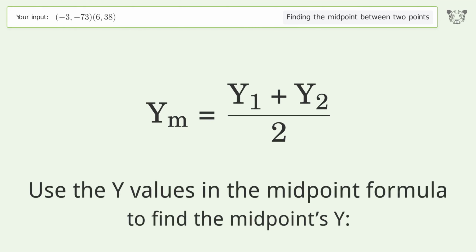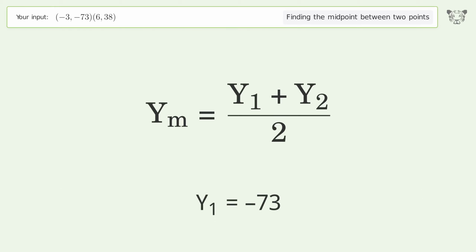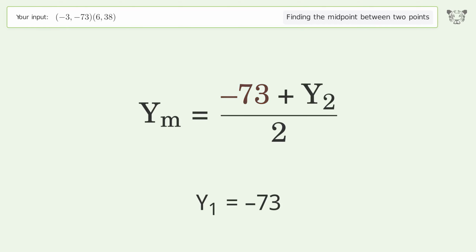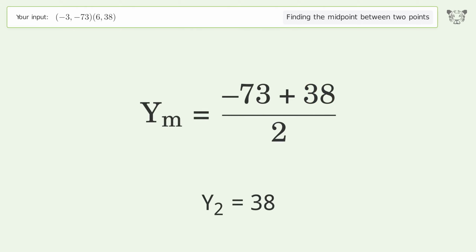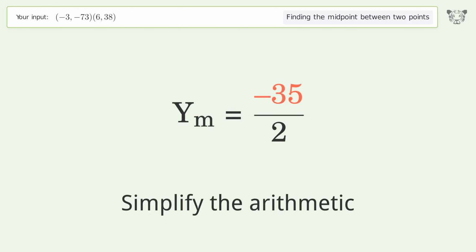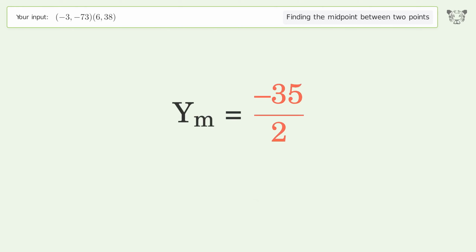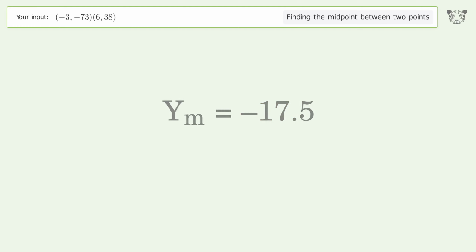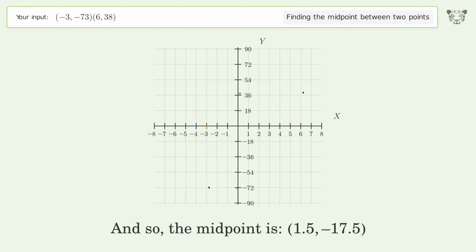Use the y values in the midpoint formula to find the midpoint's y. y1 equals negative 73. y2 equals 38. Simplify the arithmetic. And so, the midpoint is 1.5, negative 17.5.